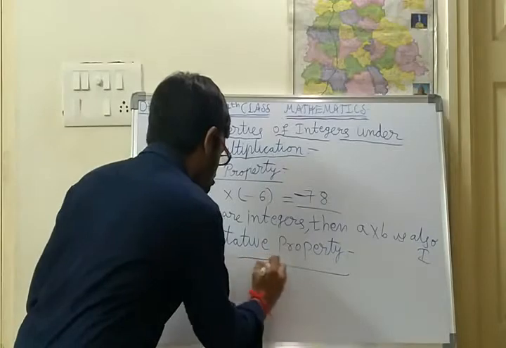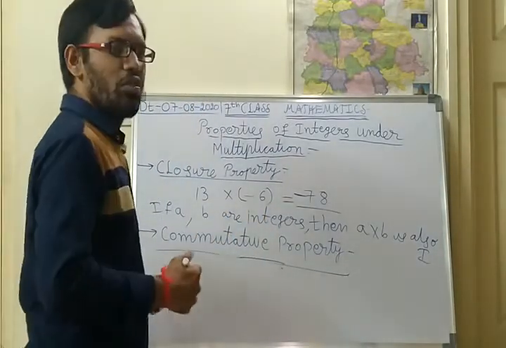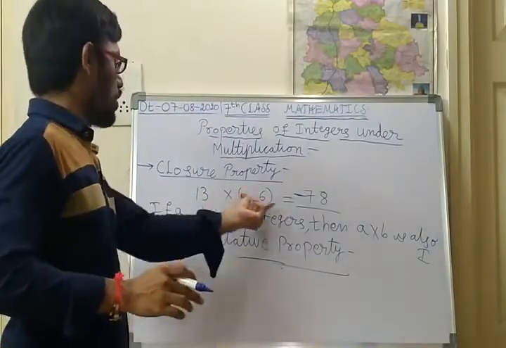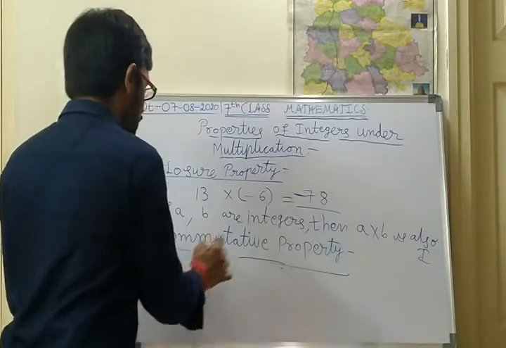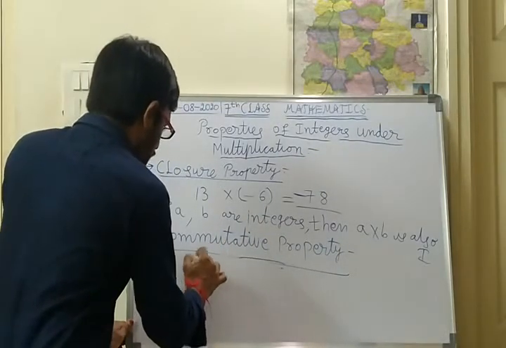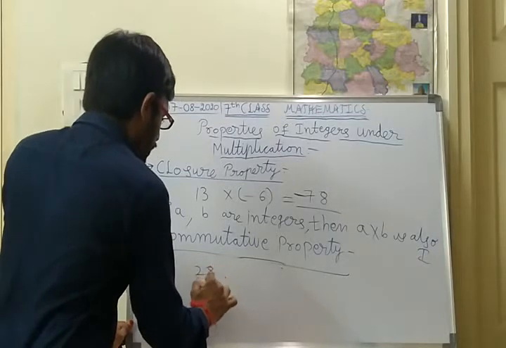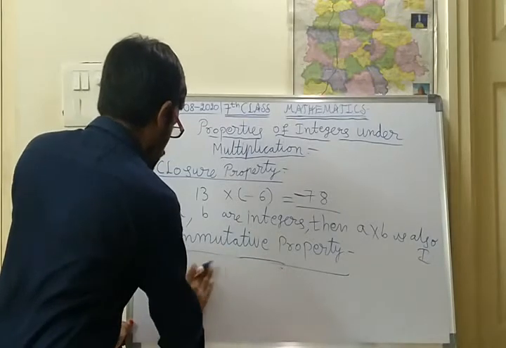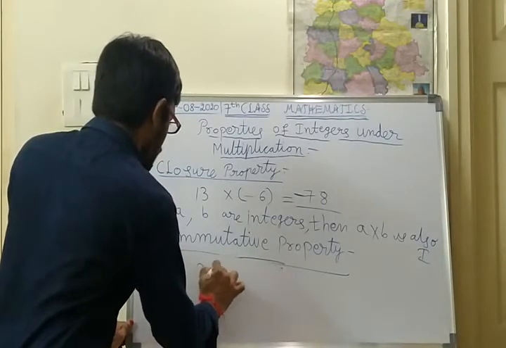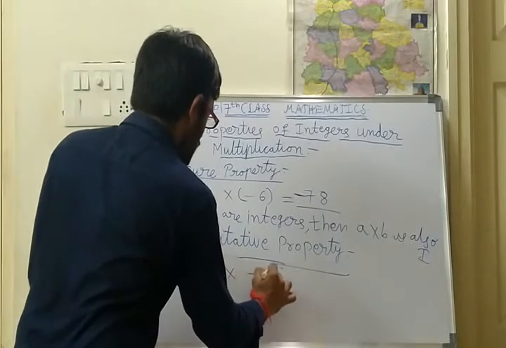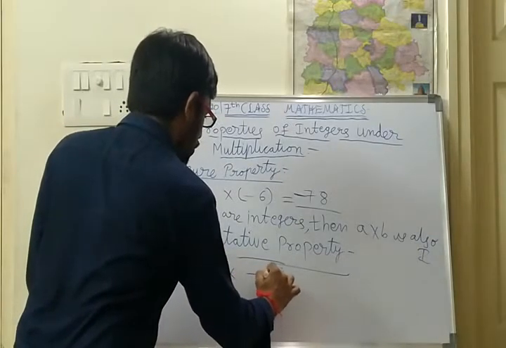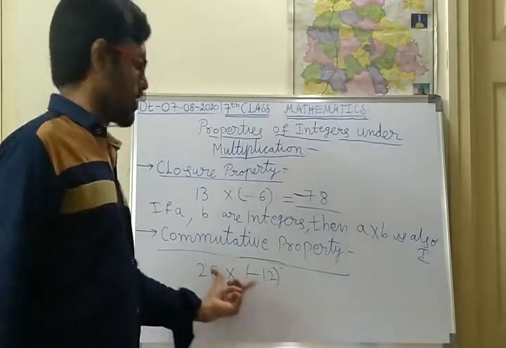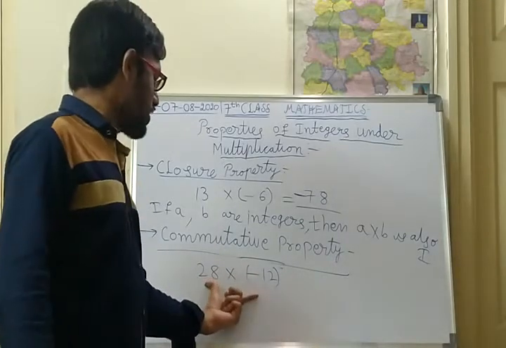In the commutative property, first take any two integers, whether positive or negative. Now we have taken positive and negative. So right now I will take another number. Okay, 28 into minus 12. These are the two integers. One is positive, one is negative. So what is the result of this?